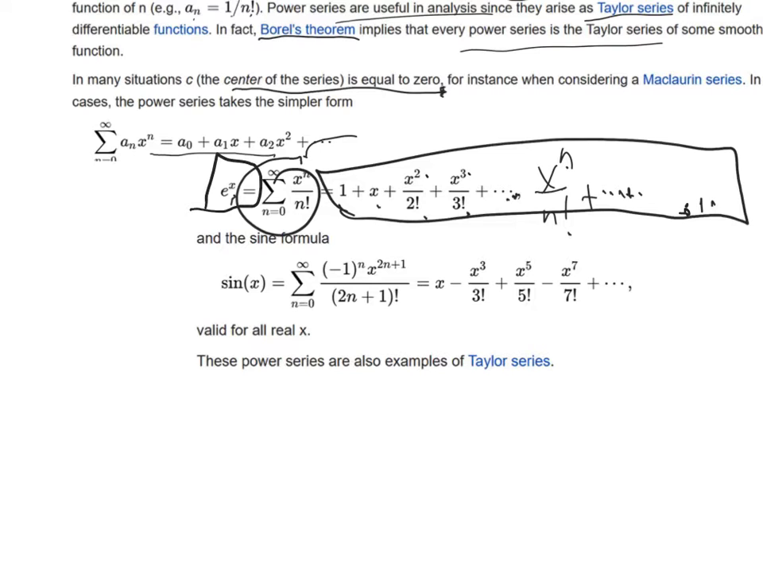If you stop here or stop here, you still only have e to the x approximately. Because even if you go to the 100th term, that would be 0, 1, 2, so x to the 100th.